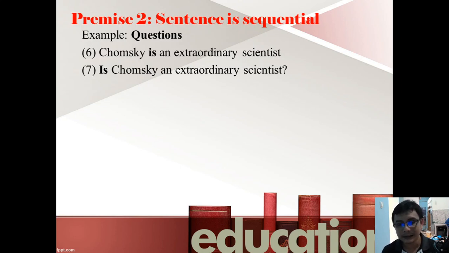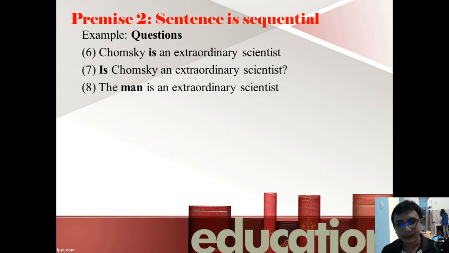For example, we have a sentence, Chomsky is an extraordinary scientist. If we construct a question from this, we will come up with, is Chomsky an extraordinary scientist? If we think that a sentence is really sequential, our intuition will say that maybe the second component of the sentence, Chomsky is an extraordinary scientist, is moved into the beginning of the construction to create a question.